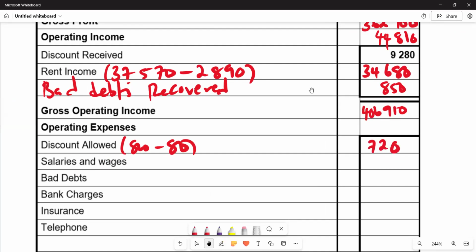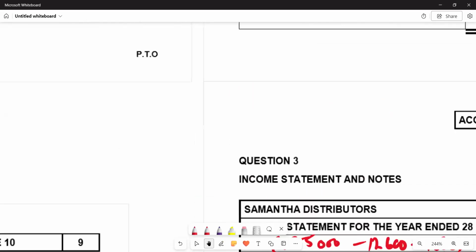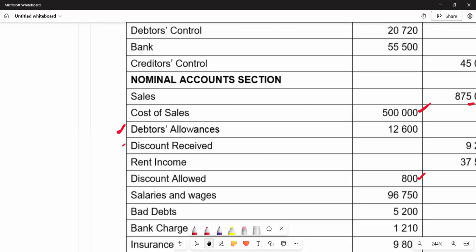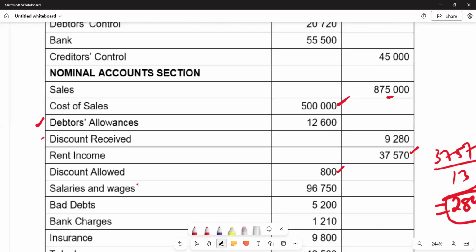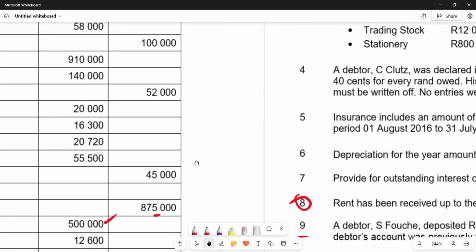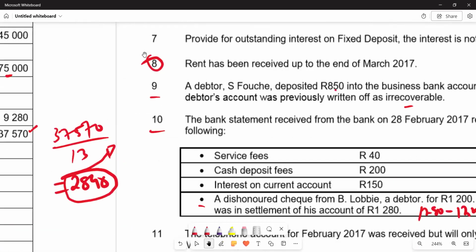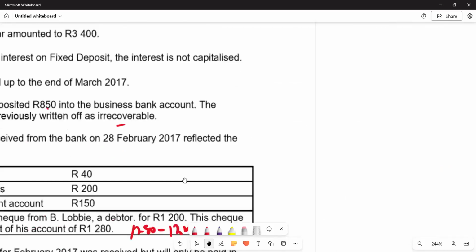And then we go to salaries and wages. We check again the figure that we are given in the list of balances. And for salaries and wages, the figure is 96,750. And then we check additional information, anything to do with salaries and wages. We are not seeing anything. Then we can go to the next.